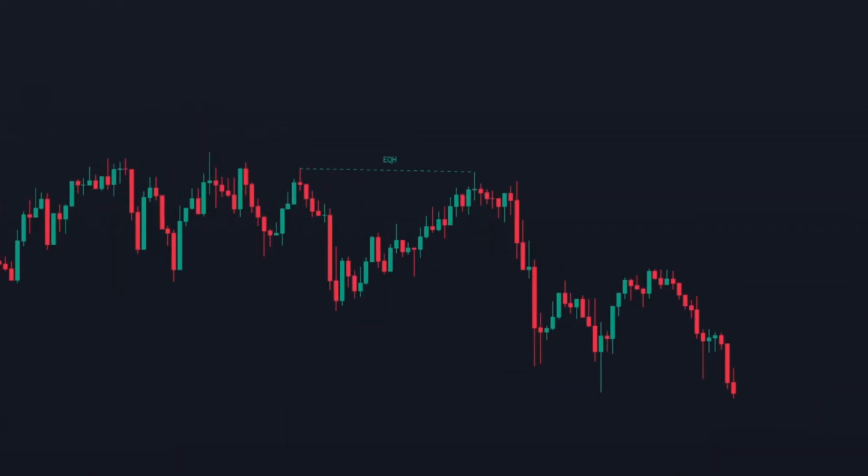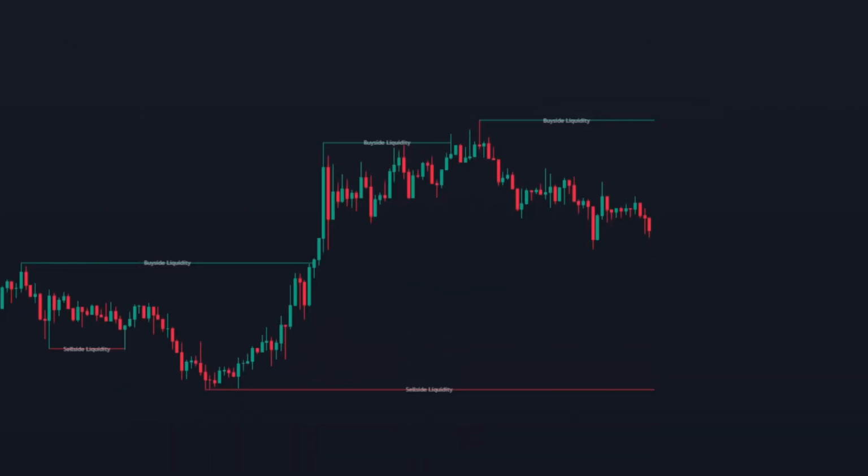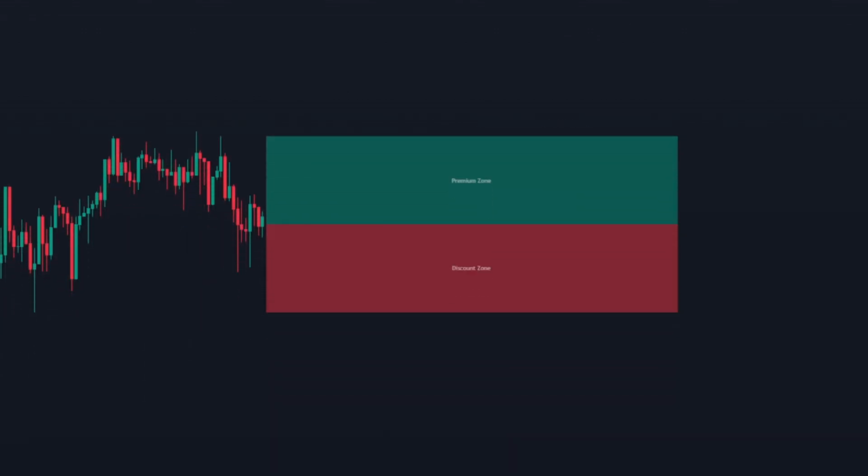Another feature is the equal highs and equal lows. This indicator detects when they occur, serving as indicators for potential market reversal points. Adjusting the ATR multiplier in the settings can provide more accurate but less frequent equal highs and lows. Next, we have buy-side and sell-side liquidity. These levels indicate where market participants have placed their stop losses. The buy-side liquidity shows you where short sellers have their stop losses, and the sell-side liquidity where the long positions have their stop losses. The next feature is premium and discount zones, which represent levels where the price of an asset is considered oversold or overbought.